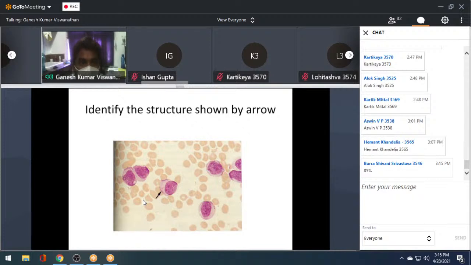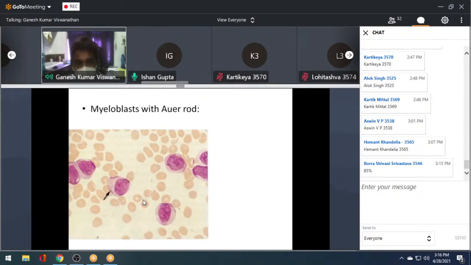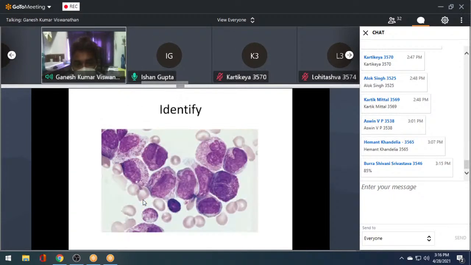You go to Ishan, once again, Ishan Gupta. Yes, sir. There is a picture and there is an arrow. In the cytoplasm of the blast, there's a rod-like structure which is called an Auer rod. That's correct. So an Auer rod indicates the blast is a myeloblast.